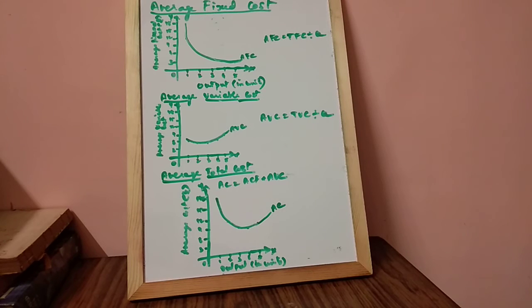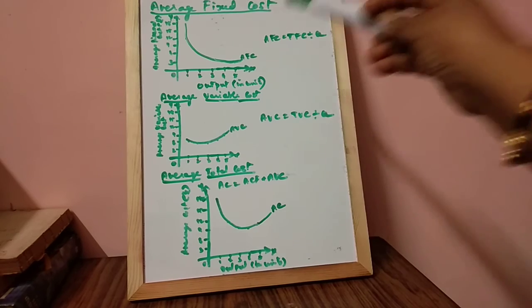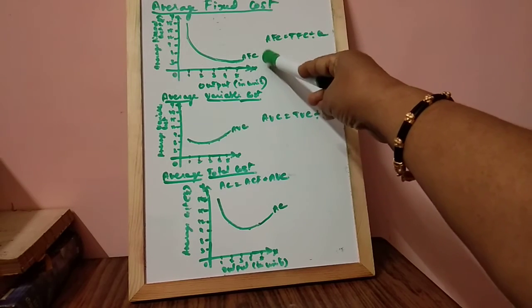As per the table we have seen earlier, you find the TFC is 12 for all the outputs from 0 to 5. So you are dividing 12 by 0, so you get infinity. Average fixed cost: 12 by 1 is 12, 12 by 2 is 6, 12 by 3 is 4, 12 by 4 is 3, 12 by 5 is 2.40. These are all the values of average fixed cost, which is shown here in the diagram.